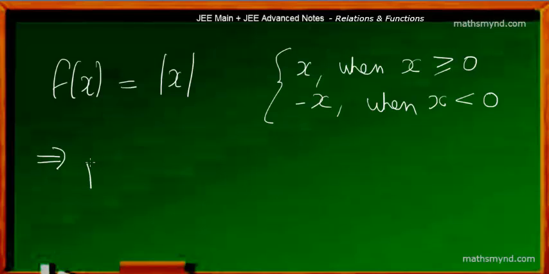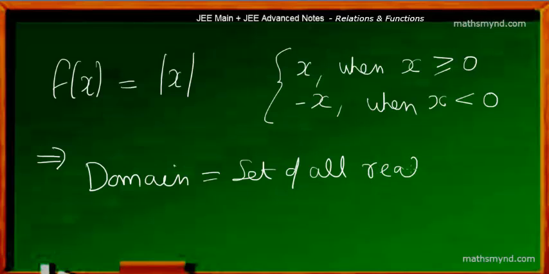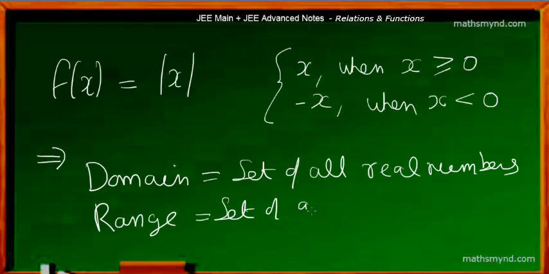So it means that the domain is equal to the set of all real numbers, and naturally the range should be the set of all non-negative real numbers.